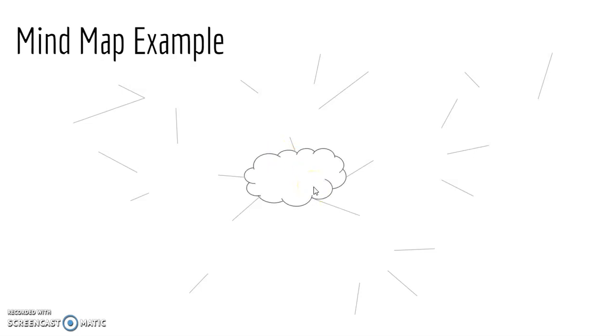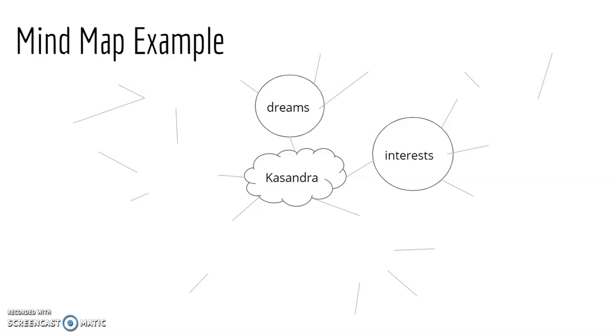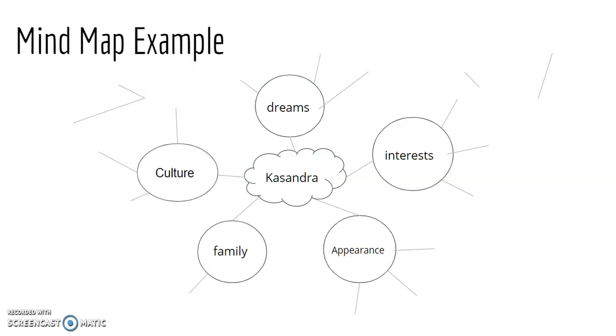So to start off, I just put a little cloud, something cute, and then my name in the middle. I'm doing 5 subtopics to start off with. The first one being dreams. This could also be like jobs as well. The next one is interests. This can also be pretty broad. This can also include hobbies. It can even go into dreams as well. A lot of times these different subtopics can overlap with each other, and we'll see that more throughout this example. The next one is appearance. Next one, family, and lastly, culture.